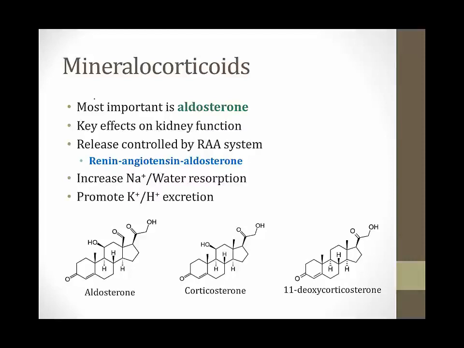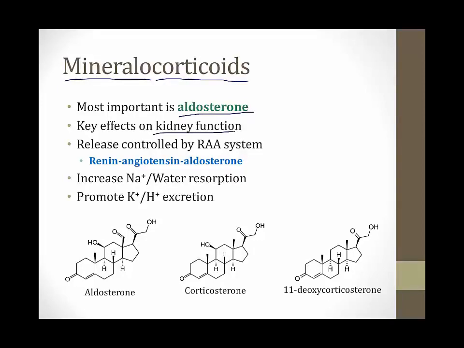So when hormones that came from the adrenal cortex were first discovered, they were named corticoids because they came from the cortex. And one group was called the mineralocorticoids because they had effects on minerals like potassium and sodium. So the most important mineralocorticoid is aldosterone, which I talk about in detail in the renal modules, and that's because it has very important effects on kidney functions.